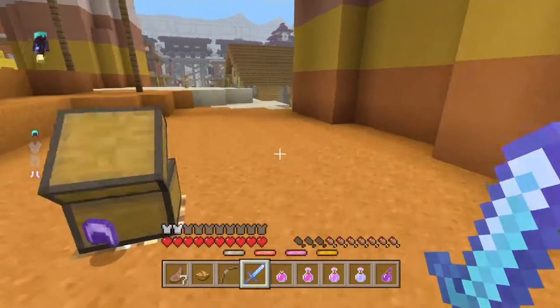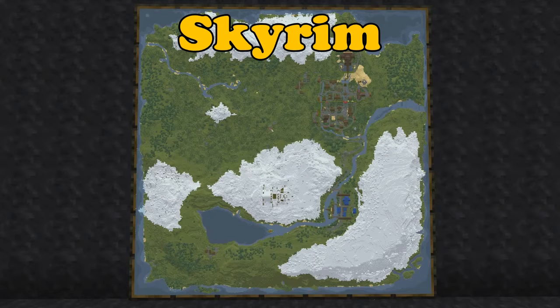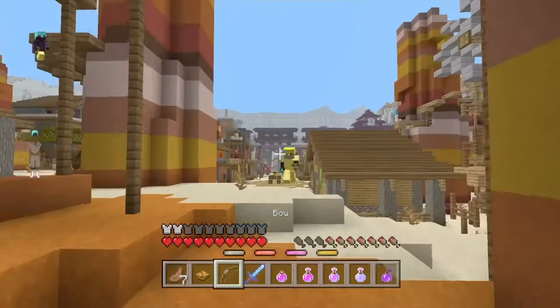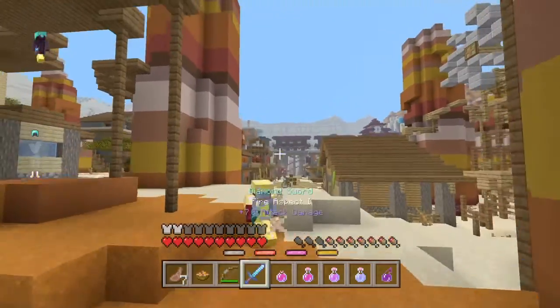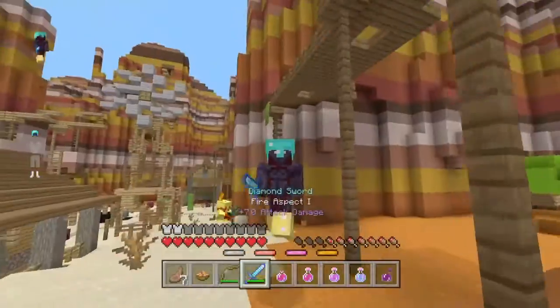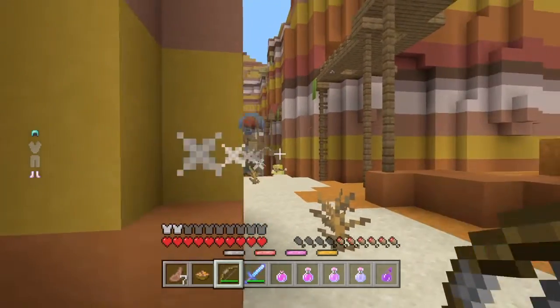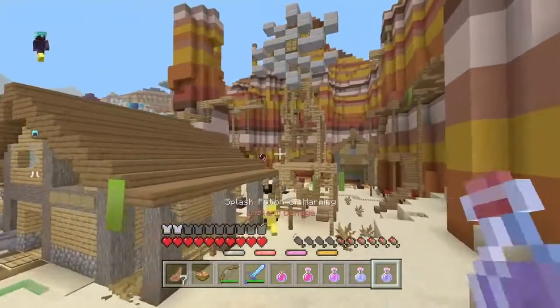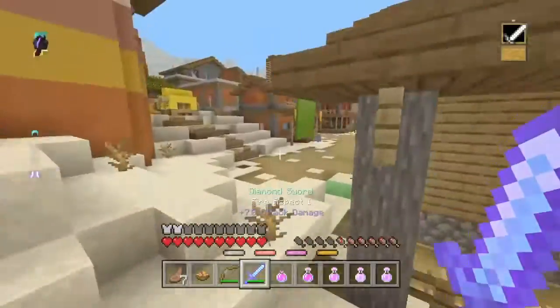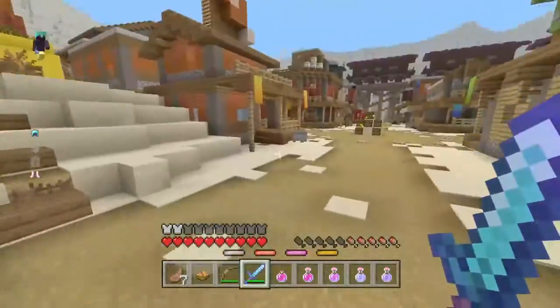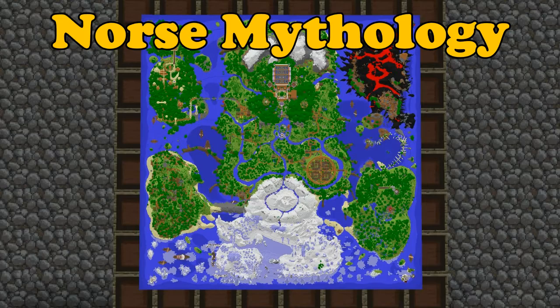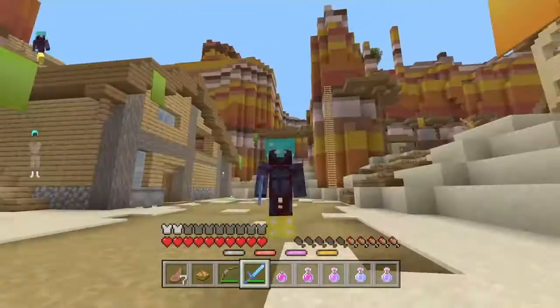The next mashup world is the Skyrim mashup world. You guys were probably expecting a Norse mythology mashup world when actually it is the Skyrim one. The reason why Skyrim is in this spot is because it was set in 800 AD or CE, before Norse mythology. And you guys probably guessed that the next mashup world is Norse mythology, which was mainly set around 1100 CE, which was after Christ.